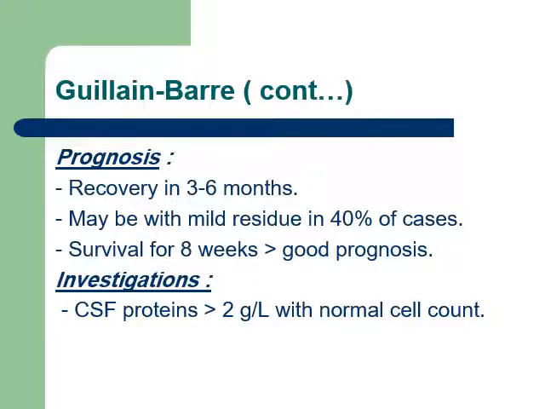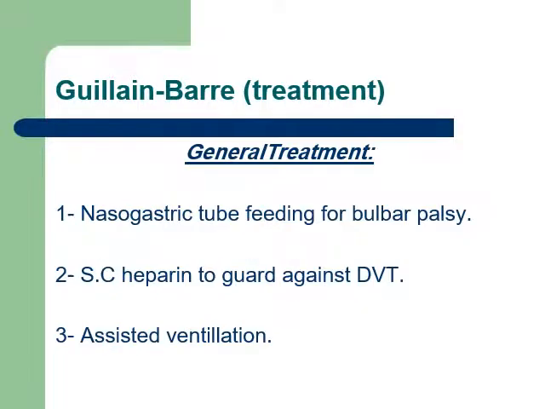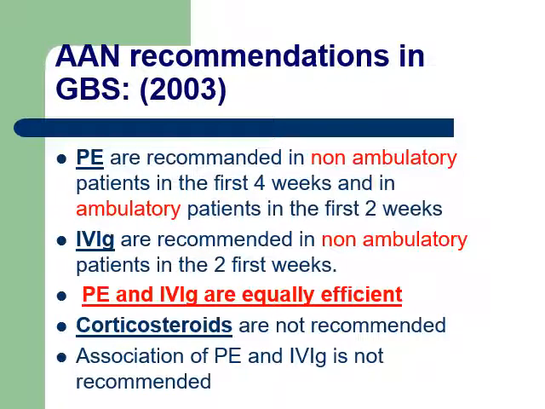The course usually takes 3 to 6 months. With immunotherapy it is less. If it is left alone, it is going to be long. And the treatment is supported by nasogastric tube in patients with bulbar weakness, subcutaneous heparin for immobile patients, and assisted ventilation for patients with respiratory failure.